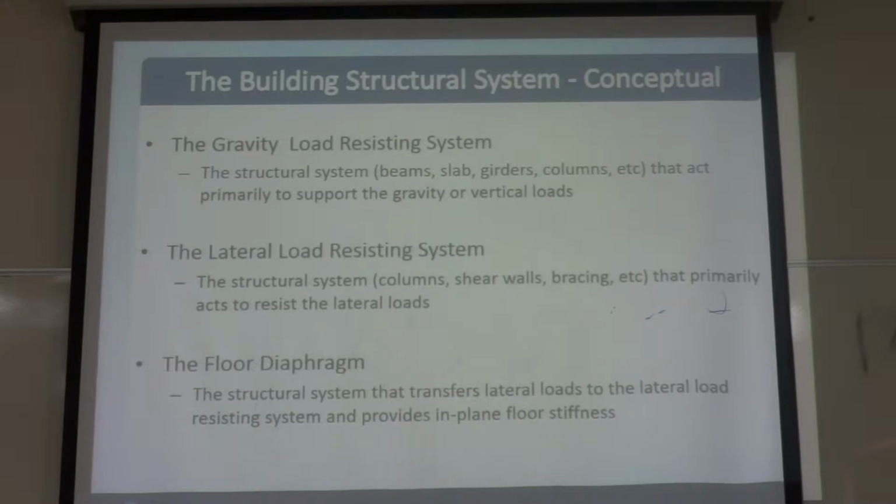Okay, these are the structural systems that I explained before. For the gravity load system, we use beams, slabs, girders, and columns as the primary elements to support the gravity loads. And for the lateral load system, we use columns and shear walls. If we use steel, there will be bracings for lateral loads.